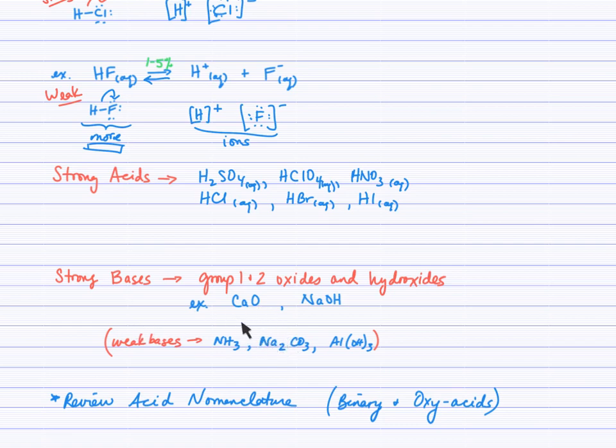Okay, and so it's the strong bases that will ionize or dissociate completely, and it's the weak bases, right, that will have mostly molecules in solution. Okay, I haven't reviewed acid nomenclature. That's something we've already covered in an earlier video. So if you don't recall how to name these acids, sulfuric, perchloric, nitric, hydrochloric, hydrobromic, hydroiodic, I suggest you revisit the binary and oxy acids nomenclature video.